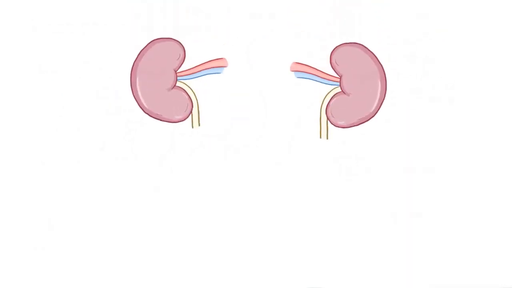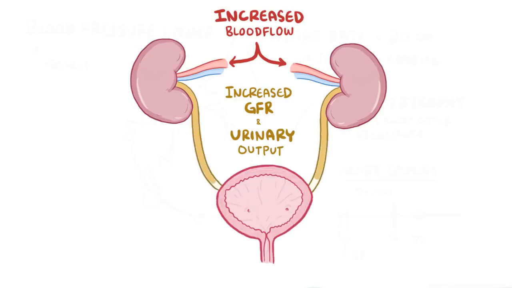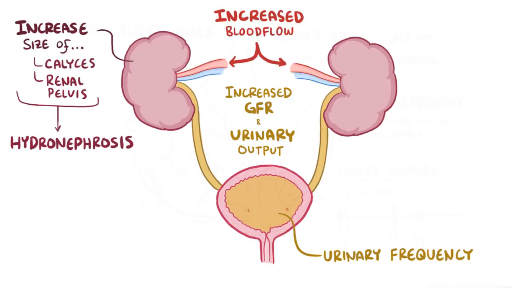The increased cardiac output also means that there's more fluid going through the kidneys, and this increases the glomerular filtration rate and urinary output. Both that increased urine output and direct pressure on the bladder from the enlarging uterus explain why pregnant women have urinary frequency. It turns out that the kidneys compensate for the extra workload by increasing in size, which causes the calyces and renal pelvis to dilate, resulting in physiologic hydronephrosis.